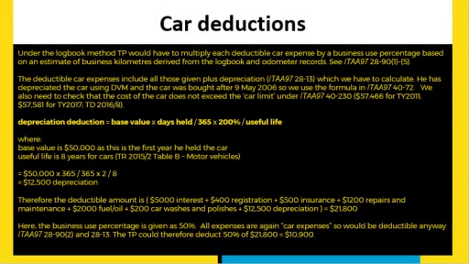Now, just make note, when calculating this result for the logbook method, go back and compare it to the cents per kilometre method. There, $3,300 is clearly a lot less than this. And so in this situation, the taxpayer would elect to use the logbook method in order to maximize the amount of deductions for this particular year and thus minimize the tax outlay.